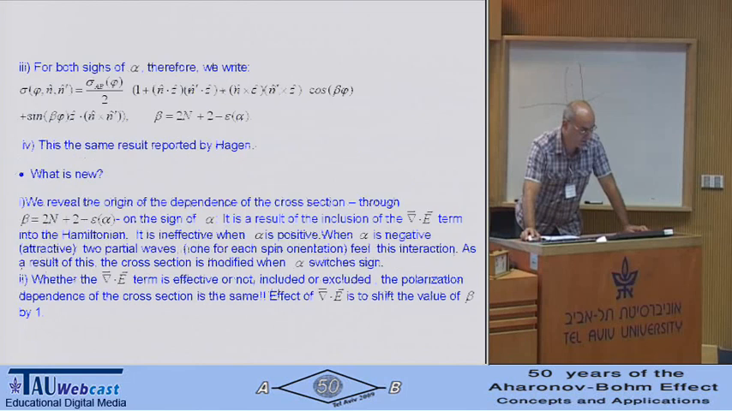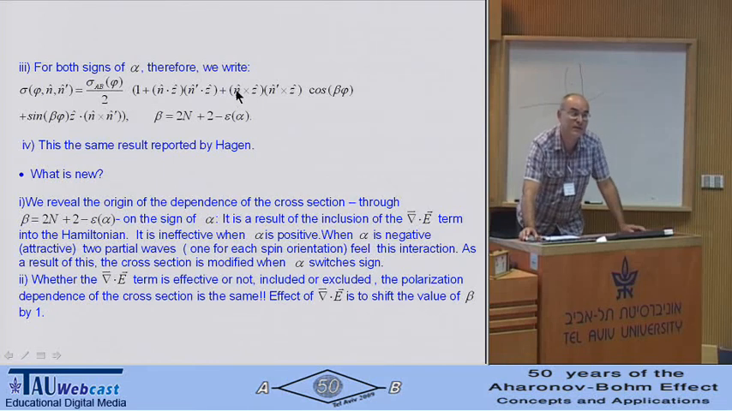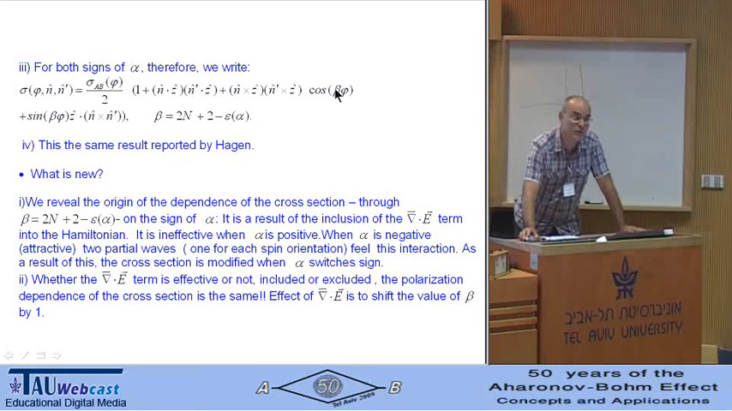Now, the second thing that we show is that whether the div E term is included or excluded, the polarization dependence of the cross-section is the same. So whether you include it or don't include it, there is no change in the dependence on the polarization. The only thing is that the value of beta shifts by 1. So when the div E term is included, just this value of beta shifts by 1.